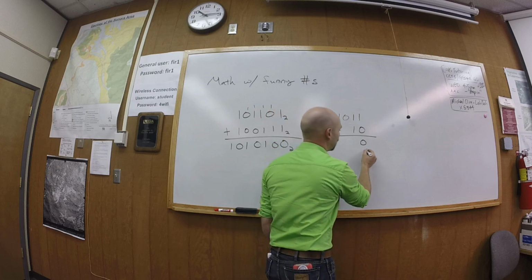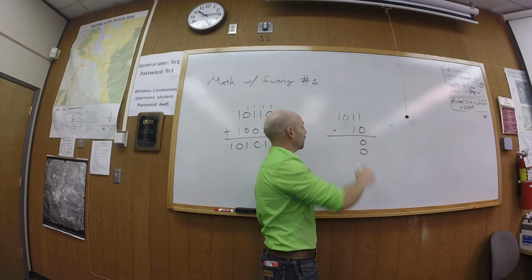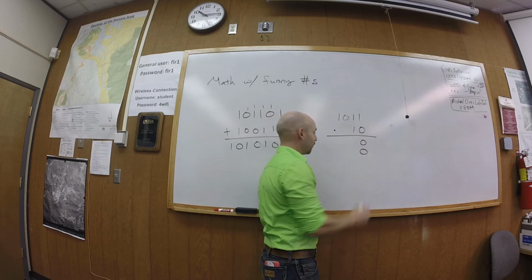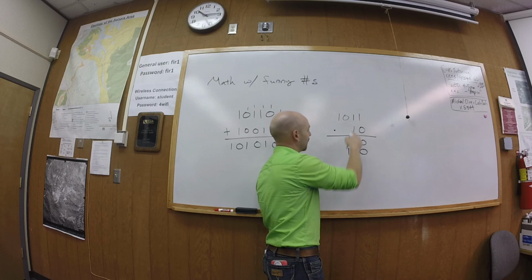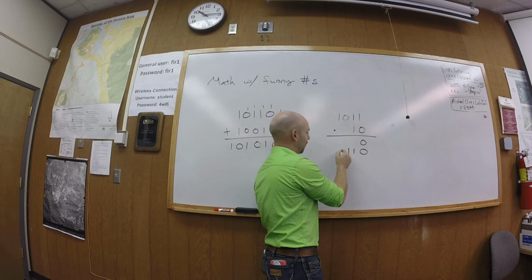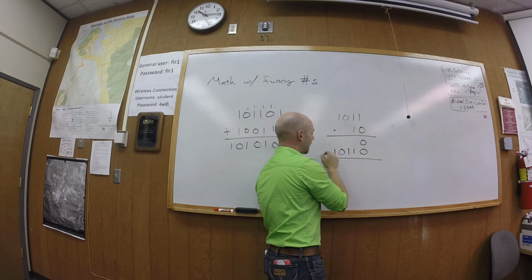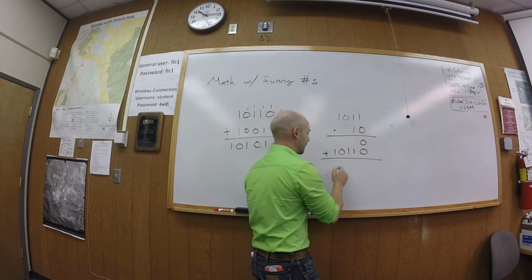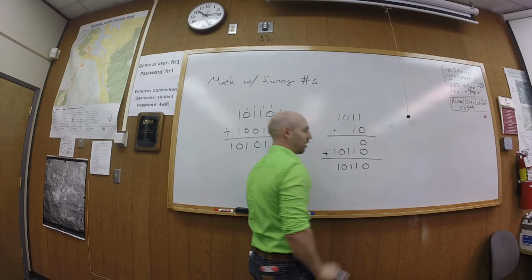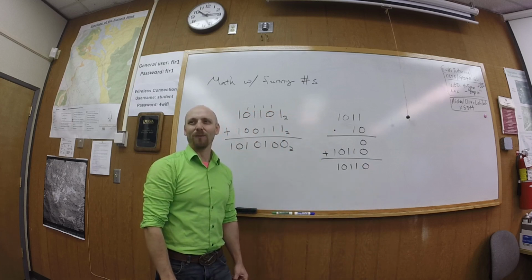And then I put a 0, and then I do 1 times 1 is 1, and 1 times 1 is 1, and 1 times 0 is 0, and 1 times 1 is 1. And then I add these together in the base you're in. And 0 plus this is the same number again. Oh, and that was really dumb, right?